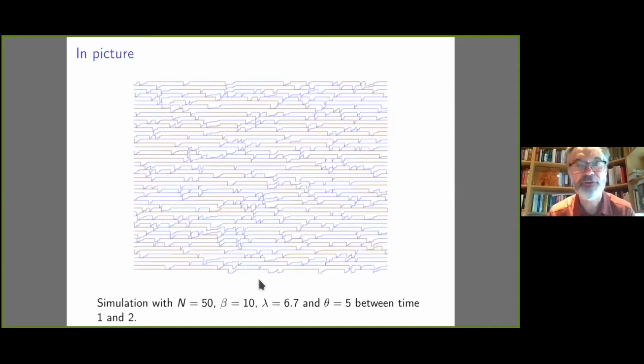You have here a network simulated with 50 neurons, beta equals 10, lambda 6.7, and a threshold of 5. In fact, you don't need to have beta and lambda separately. If you decide that 1 over beta is the time unit, what counts is the ratio lambda over beta. We'll see that soon. So you see everything relevant to predict the behavior of the network.